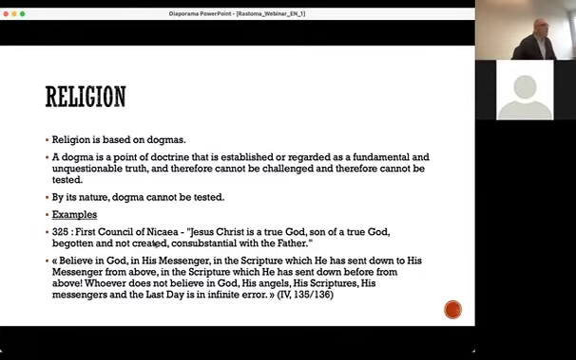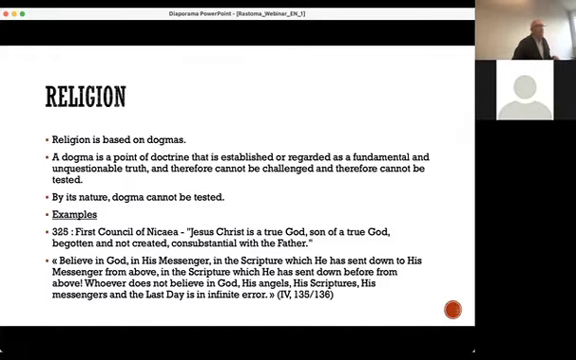I show you here two dogmas. The first is one of the dogmas of the Christian religion. The other is one dogma of the Muslim religion, but it cannot be tested. All religion is built taking into account that this is true. So, for example, if you say, with science, I will test if religion is true, it is nonsense, because religion is based on dogma that cannot be tested.